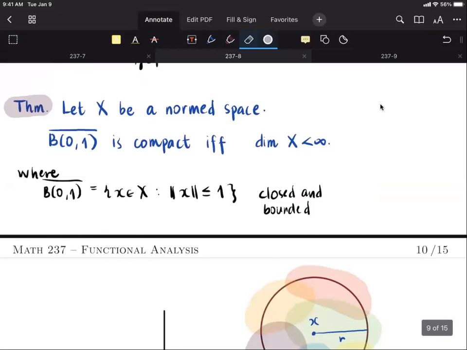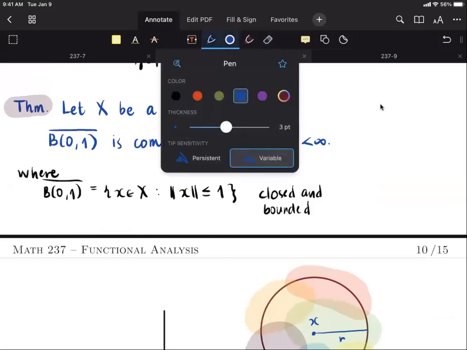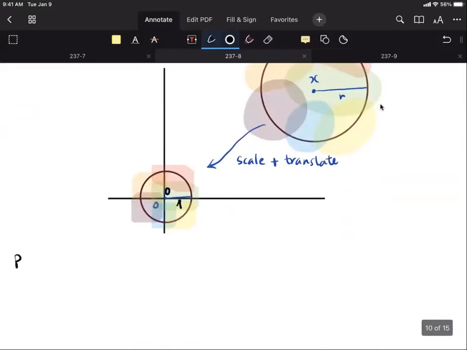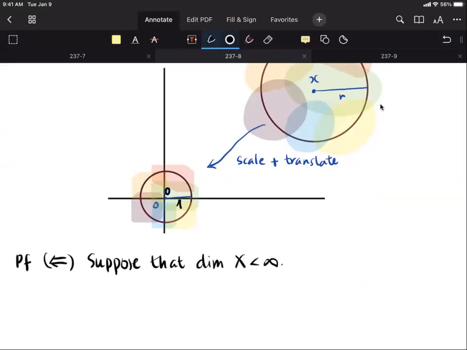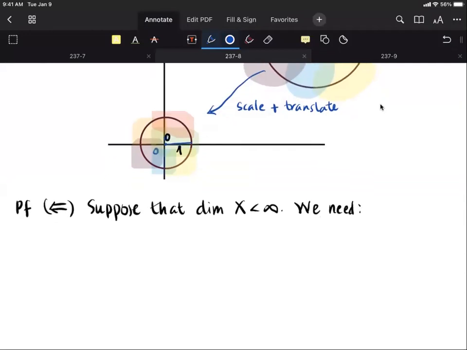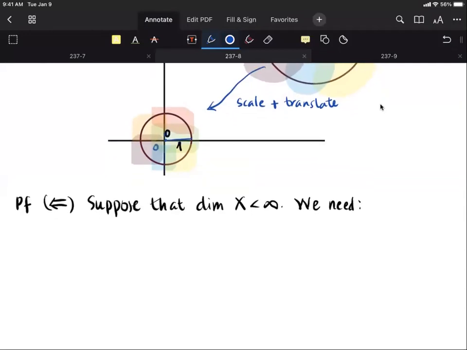So let us go to the proof of this theorem. And we need to prove two directions. Let's go first with the easy case. So suppose that you have a finite dimensional space. And to prove the compactness of the closed unit ball, we need the following lemma.